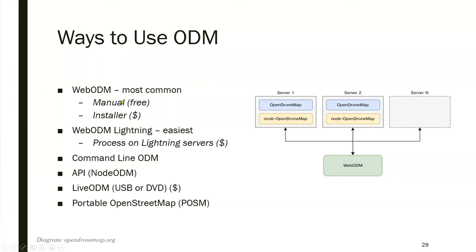If you're going to use WebODM, there are two approaches to that. There's a manual installation. There's some instructions online to go through. But that is, you set up Docker and Git, and that's basically all you need to install. And then you pull down the repo, and then it all just kind of works. But there are several steps, and it's kind of manual. It's definitely not as easy as Lightning.